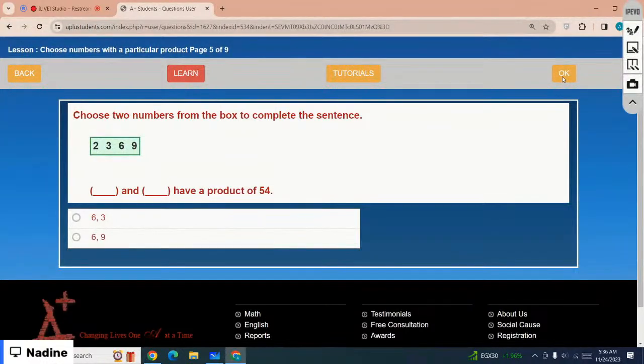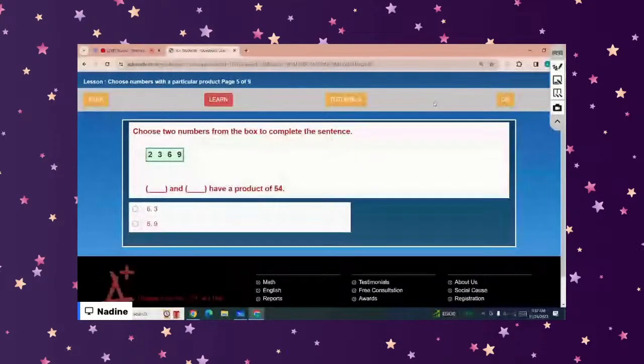Choose two numbers from the box to complete the sentence. So which is the correct option? 9 times 6 equals 54. Option number 2 is the correct option.